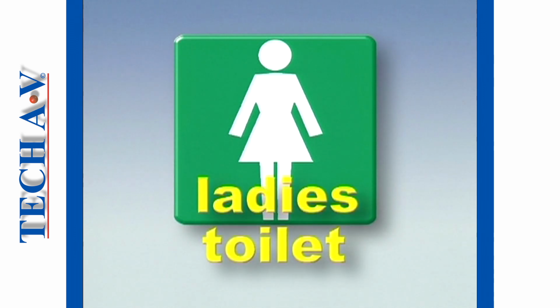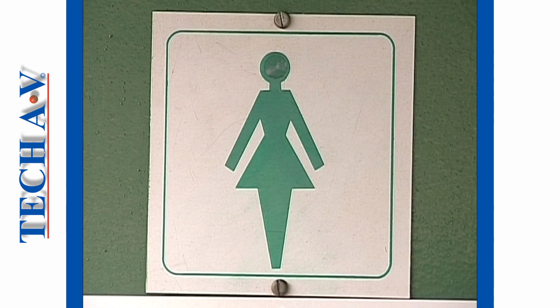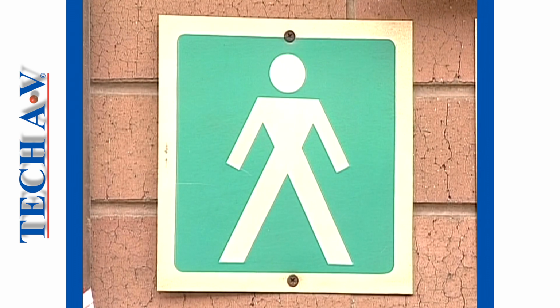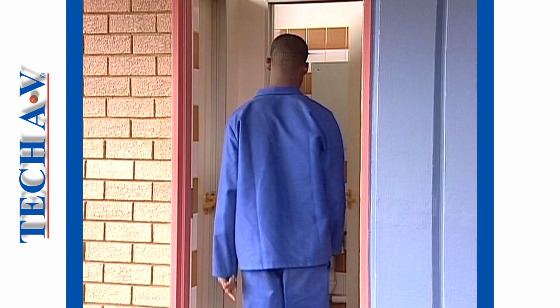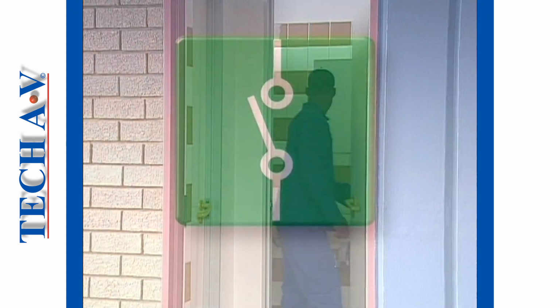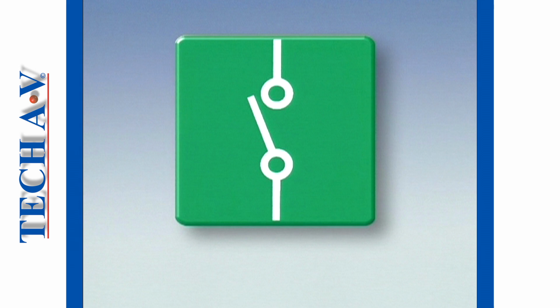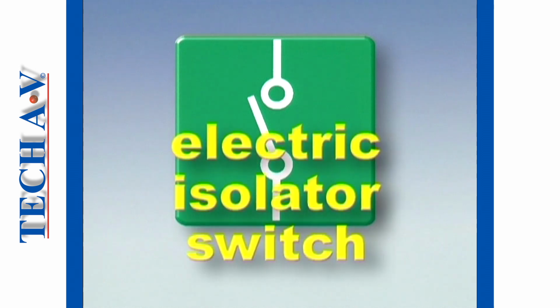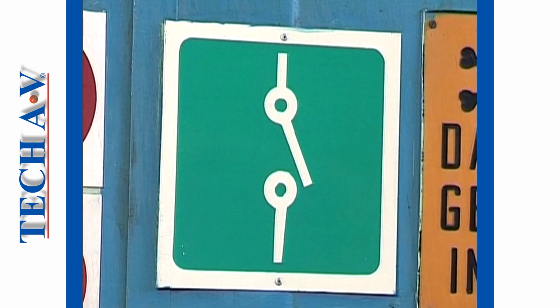The ladies' toilet. This sign indicates the location of toilets for ladies, while this sign indicates where the toilets for men are situated. The electric isolator switch. This sign indicates the location of the electric isolator switch.